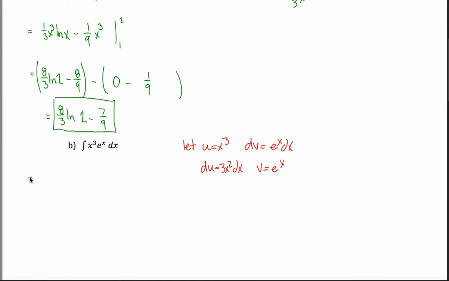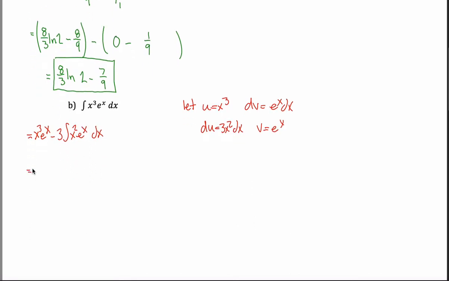And if I go plugging all those into my integration by parts formula, I get that this integral is equal to u times v, so x cubed e to the x, minus the integral of v du, which is e to the x times 3x squared, and I can pull that 3 out in front of the integral. And I get here, which is a little bit closer to the final answer than I was originally, because now my x is squared instead of my x being cubed.